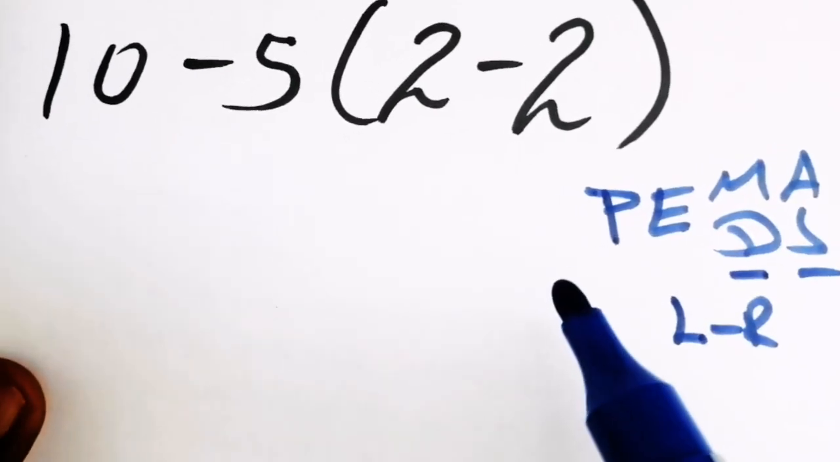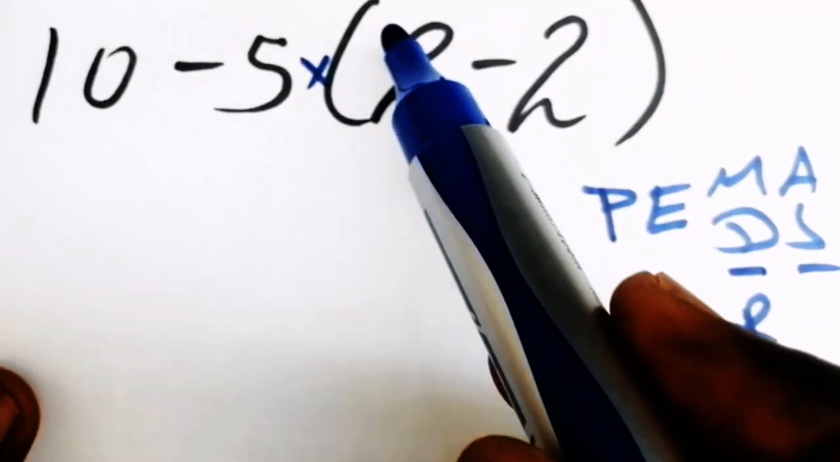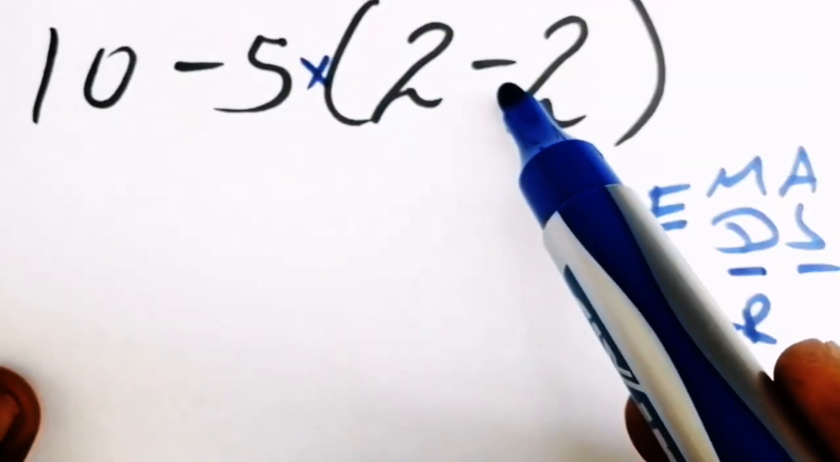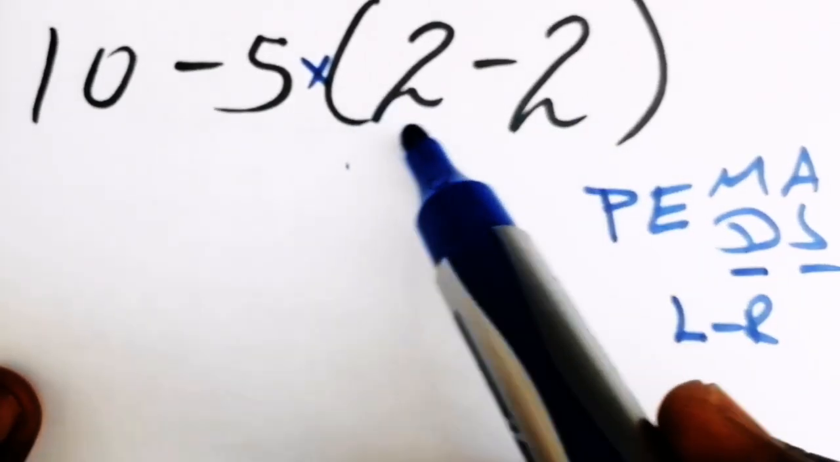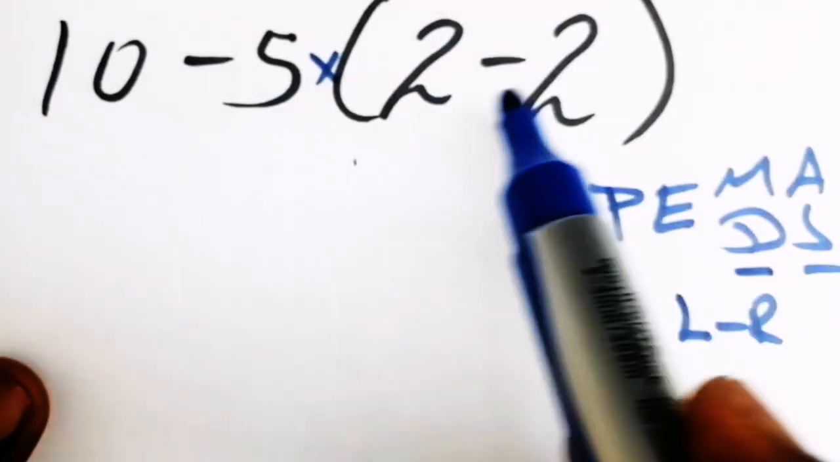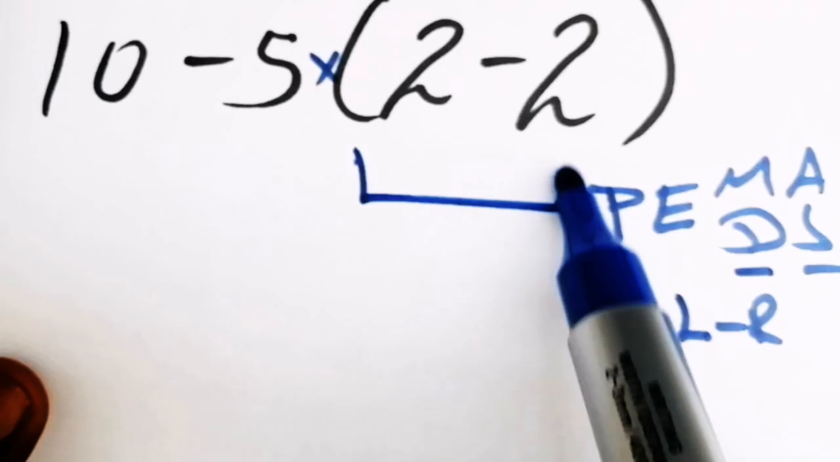Okay. So in this expression there is one subtraction here, one multiplication, and inside the parentheses there is one subtraction. So according to PEMDAS, first we have to do this parenthesis, and next this multiplication, and finally this subtraction. If we do this subtraction before this multiplication or this parenthesis, it is wrong. So according to PEMDAS, first we have to do this parenthesis.